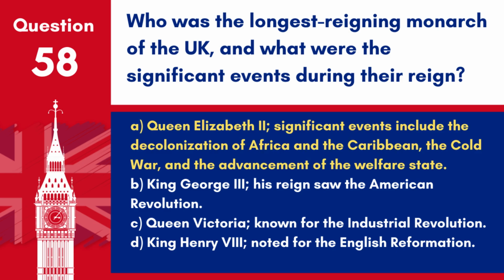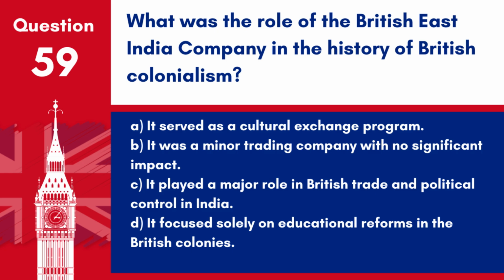Answer. A. Queen Elizabeth II. Significant events include the decolonisation of Africa and the Caribbean, the Cold War, and the advancement of the welfare state. Queen Elizabeth II was the longest reigning monarch, and her reign witnessed numerous historical events and transformations within the UK and the wider world.